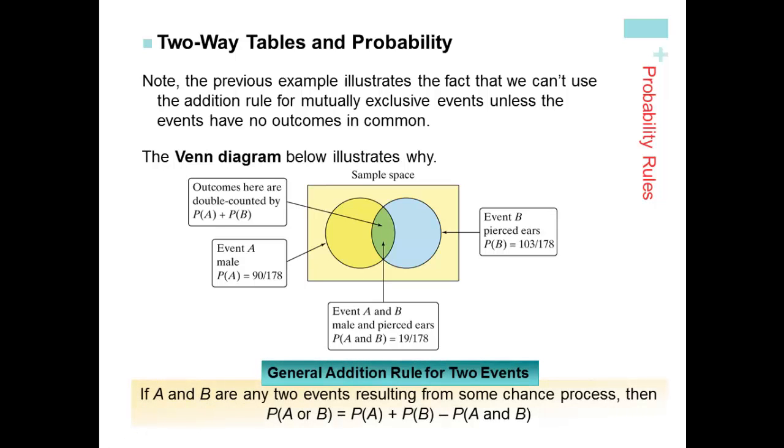There is an additional rule for addition, and it's the general addition rule for two events. If A and B are any two events resulting from some chance process, then the probability of A or B occurring is the probability of A plus the probability of B minus the probability of A and B occurring together. This general addition rule for two events could also be used for events that are mutually exclusive. It's just that the probability of A and B would be 0 in that case because they would not share any common outcomes.